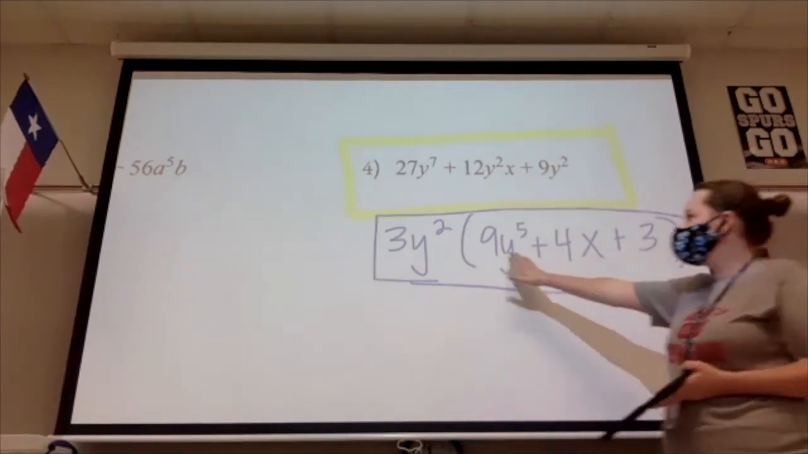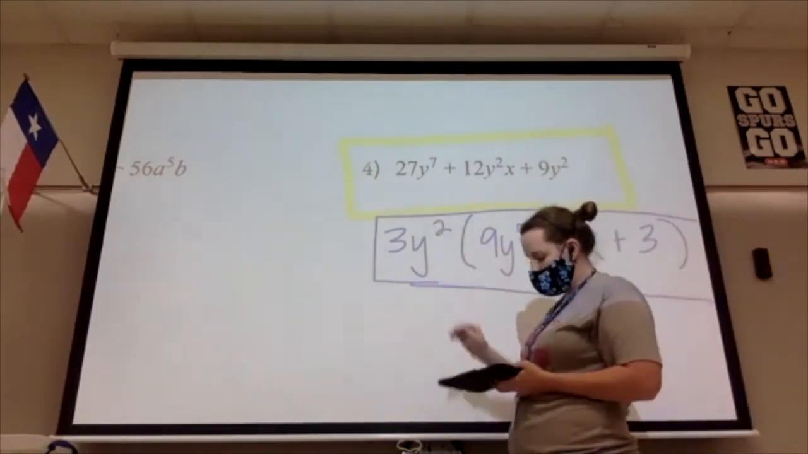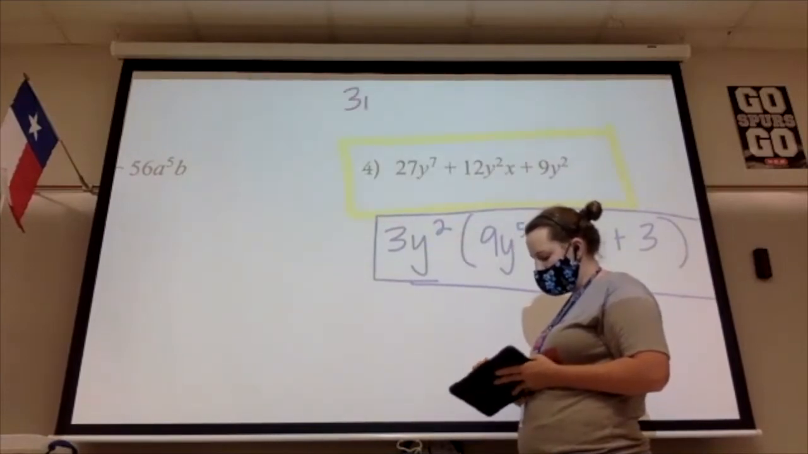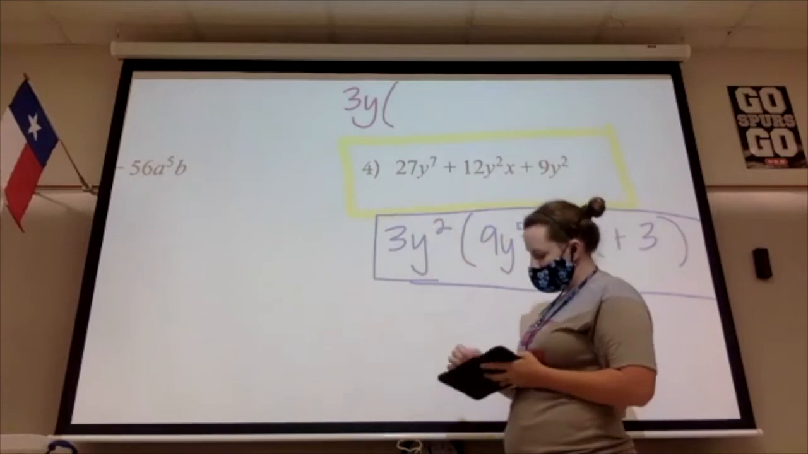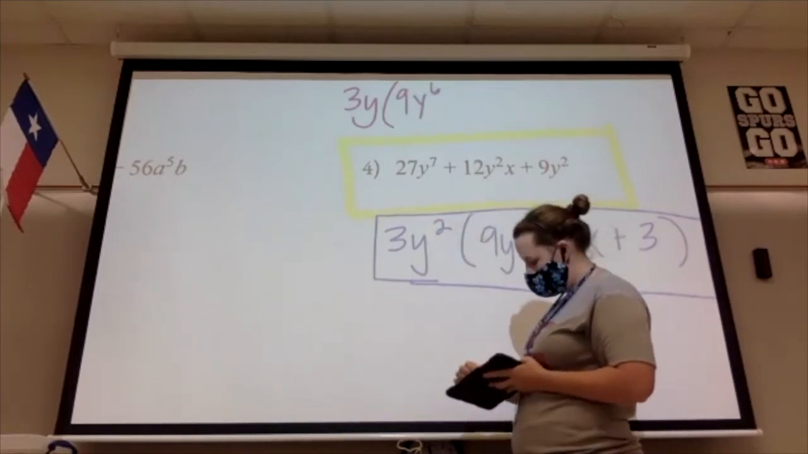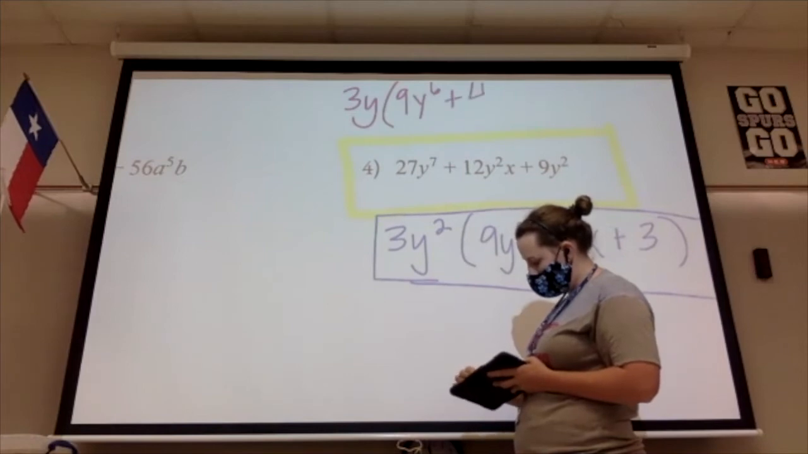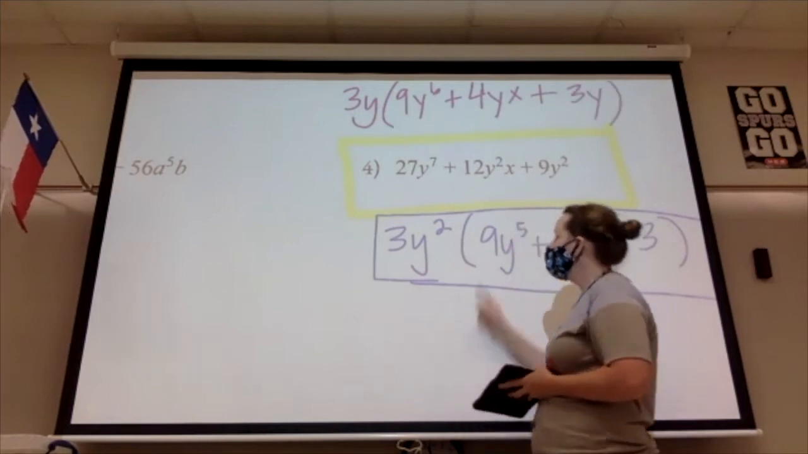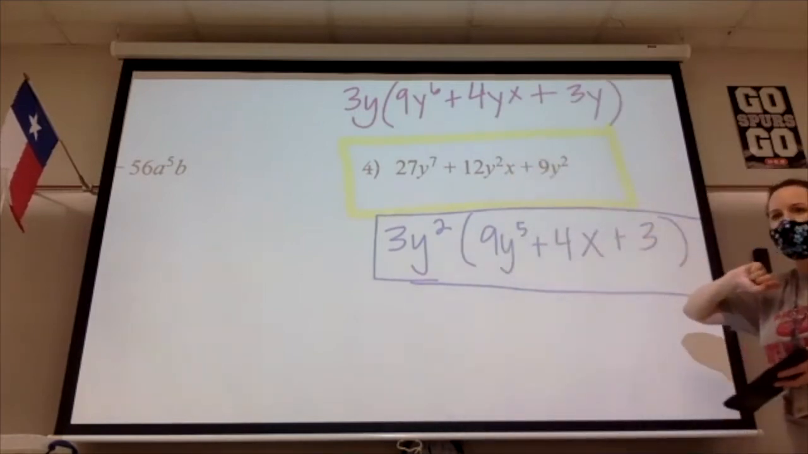Okay, let's say that you didn't think it needed to be squared. Let's say that you were like, oh yeah, 3y is going to be good. So then when I take out a 3y, I'm left with 9y to the 6th, and then plus 4yx plus 3y. Do I still have anything in common up there?